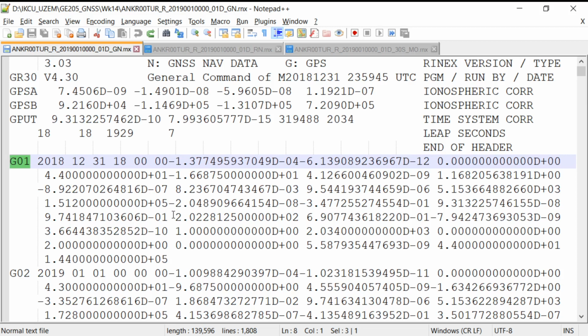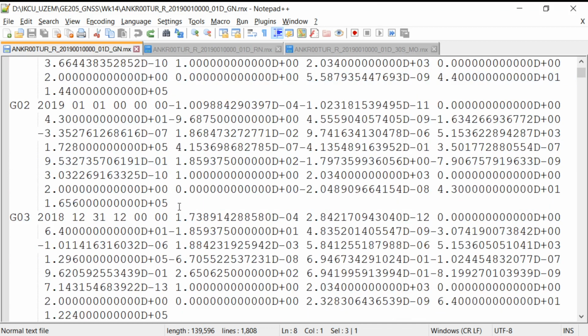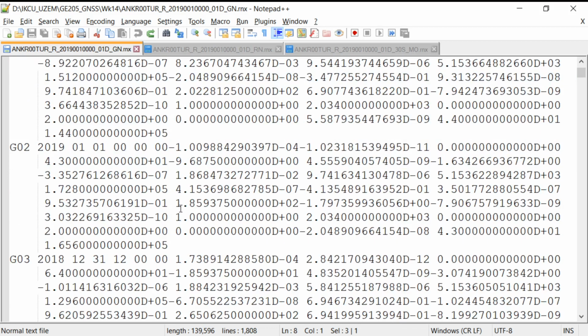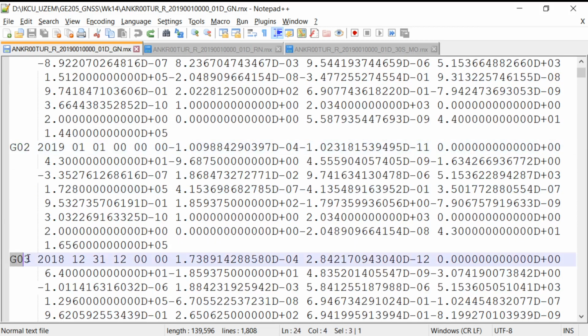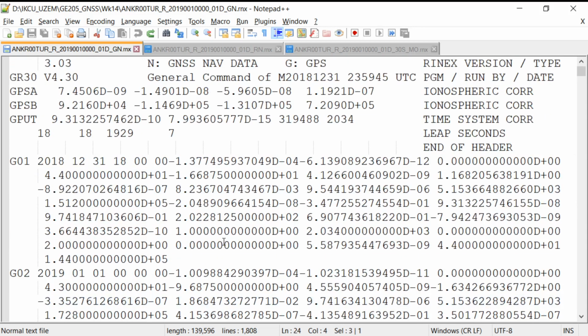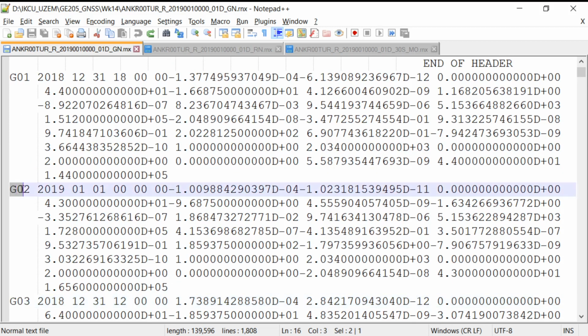If you go further down the file, you can see GPS satellite number 2, satellite number 3, etc. You can find them at a certain time. For example, GPS 2 satellite is given for 2019, the first month and the first day. This means 1st of January 2019 at midnight.